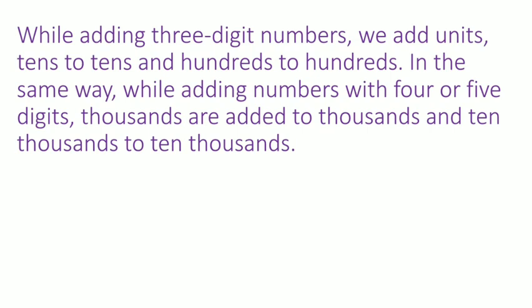While adding 3-digit numbers, we add units to units, tens to tens and hundreds to hundreds. This you have learned in third standard. Now we are going to add 4-digit and 5-digit numbers. In the same way, while adding numbers with 4 or 5 digits, thousands are added to thousands and 10,000s to 10,000s.